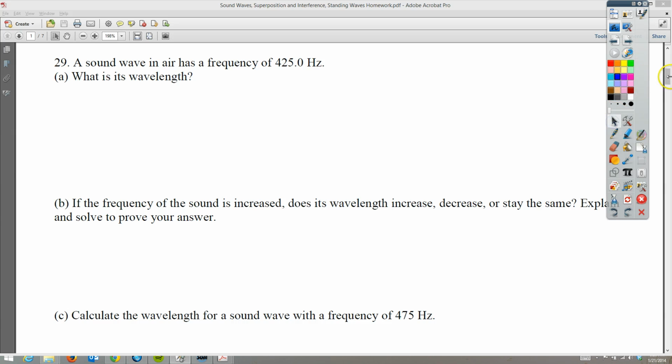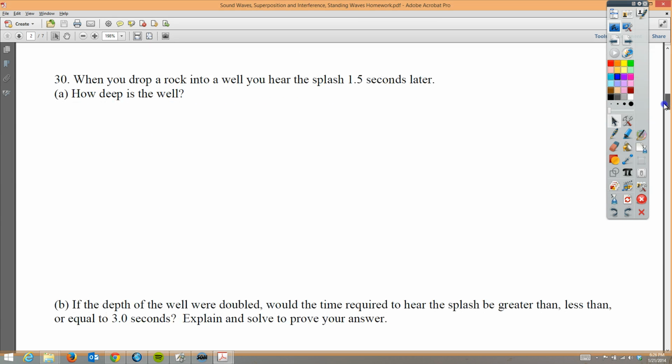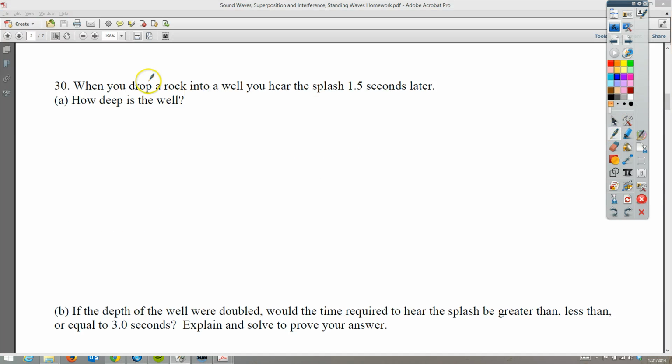The last problem we're going to do just in this session is number 30, and it's a little bit more involved. It says when you drop a rock into a well, you hear a splash 1.5 seconds later. So if we have a really deep well and you drop a rock down into that well, it takes a while for that rock to fall and hit the bottom. But once it does, the speed of the sound comes back very quickly. So the time for it to fall is really long, and the time for the echo to come back is really pretty quick. And that kind of makes this problem a little bit more difficult.